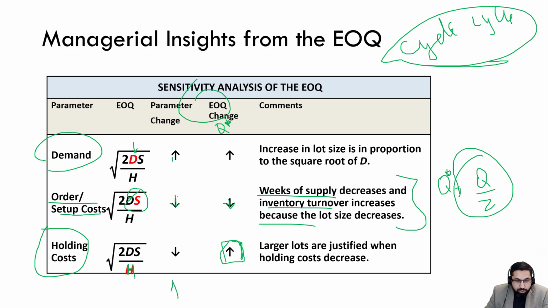Conversely, if your inventory holding costs go up, maybe the rent on the warehouse went up, things like that, then your lot size would decrease. Your Q star or EOQ quantity would go down, because now it's expensive to hold inventory. So it's important to understand, if these parameters change, what is the change on EOQ, or the optimal lot size.